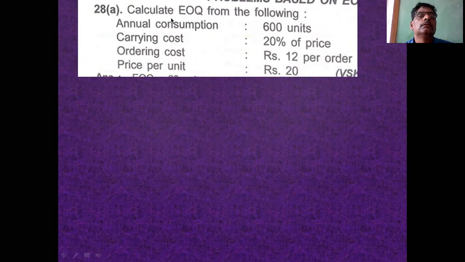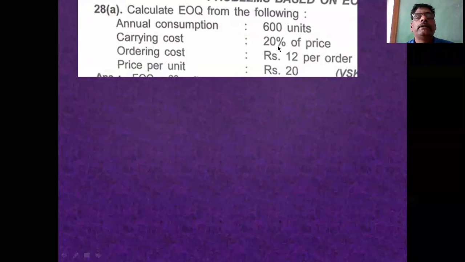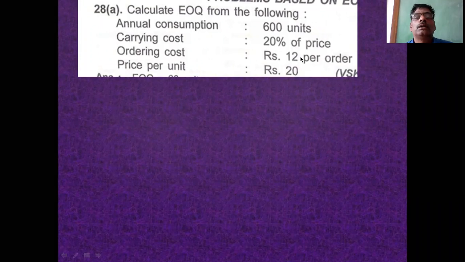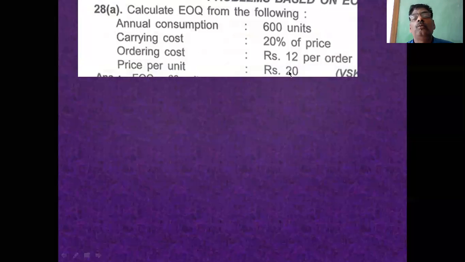You see here. Calculate EOQ. Annual consumption is 600 units. Carrying cost is 20% of the price. Ordering cost is ₹12 per order. Selling price per unit is 20. On the basis of this 20 rupees, you have to calculate the carrying cost, 20% of this 20.